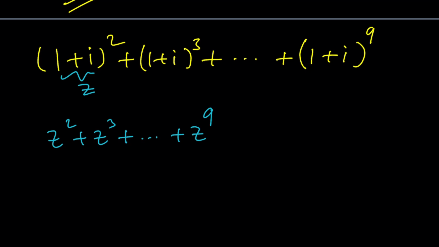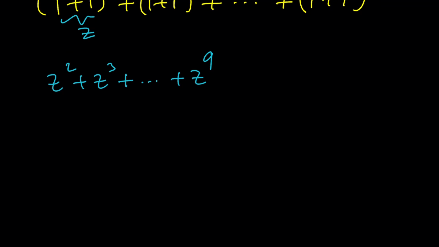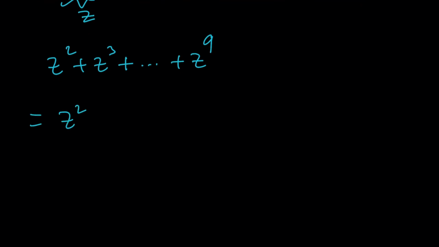Cool. Great. Then we can basically do the following. I can take out a z squared, factor it, and that gives me 1 plus z plus all the way up to z to the 7th power. And this expression can actually be written as a quotient. How do you do that?